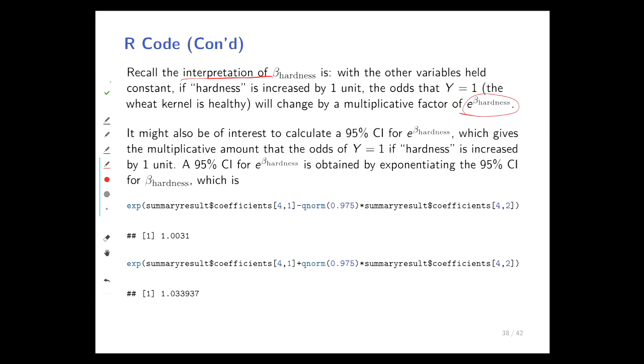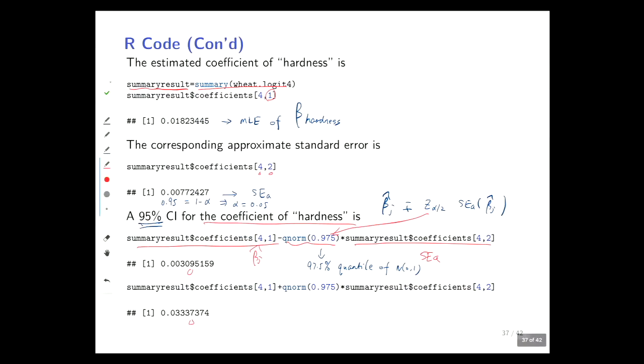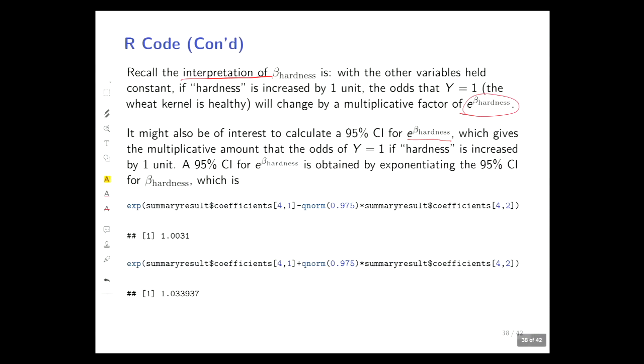So sometimes we are also interested in calculating the confidence interval for the exponential of beta hardness instead of beta hardness. So this is the confidence interval for beta hardness. Now we are interested in computing the confidence interval for the function of beta hardness, the exponential of beta hardness. It's actually not hard. What we can do here is just exponentiate the confidence interval of beta hardness directly and obtain the confidence interval of exponential of beta hardness.